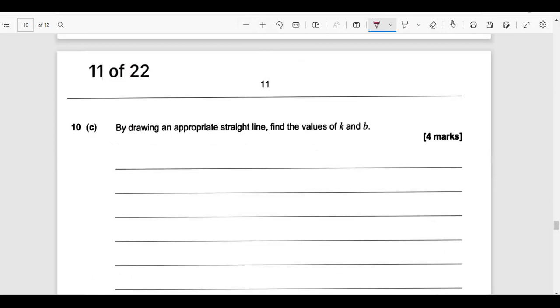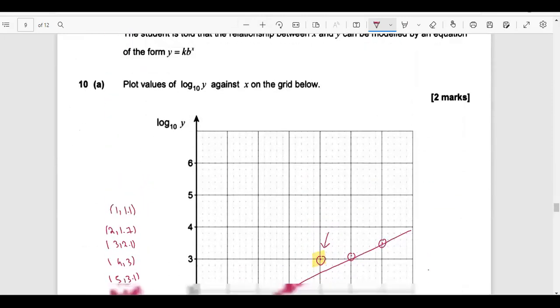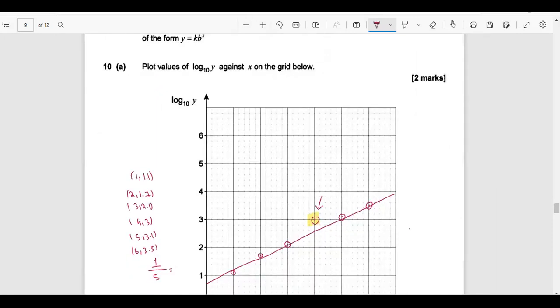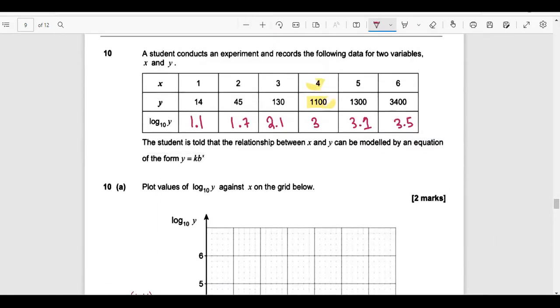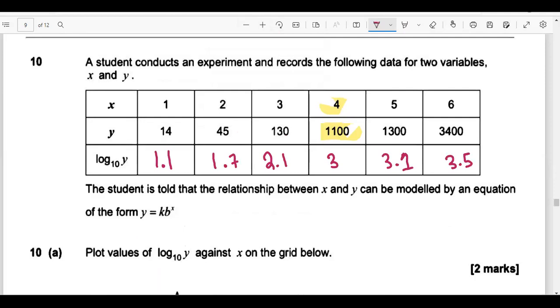Now it says, by drawing an appropriate line, find the values of k and b. It is a 4-mark question. Let's scroll up and see where exactly k and b are. The equation initially was this, but for some reason they incorporated log. Obviously, the line is made according to that. How would that straight line give me the values of k and b?